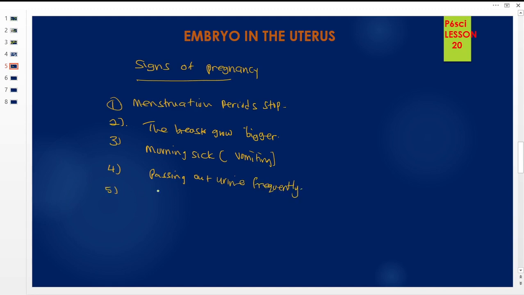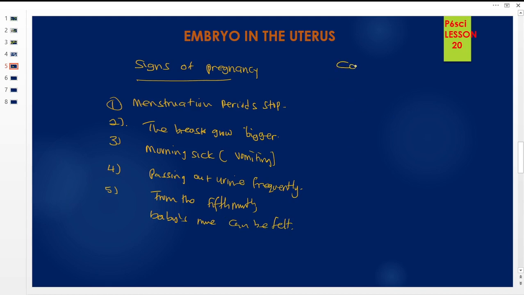Number five, from the 5th month, the baby's movements can be felt. You can start feeling the movements. It is kicking, like that.